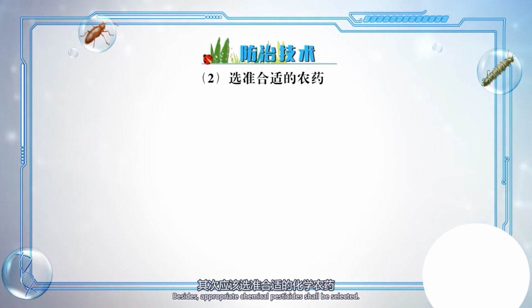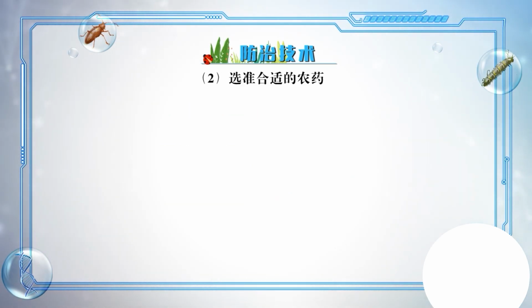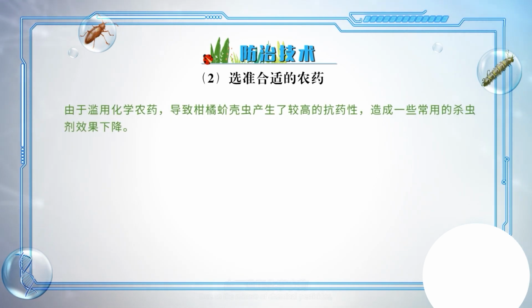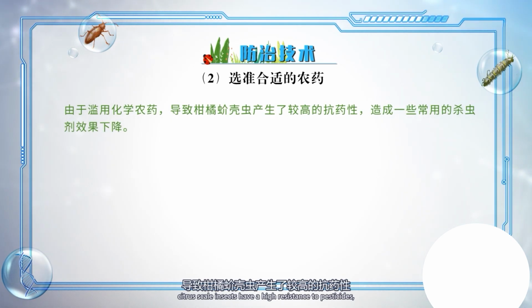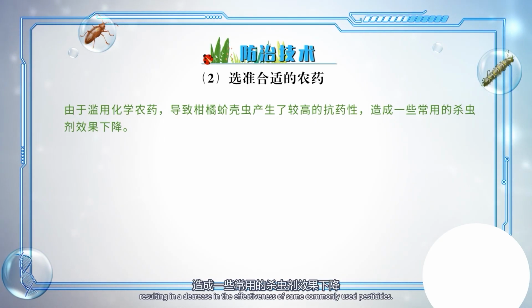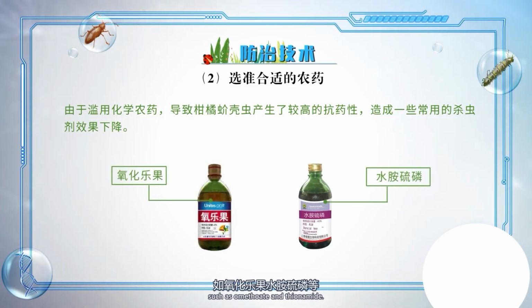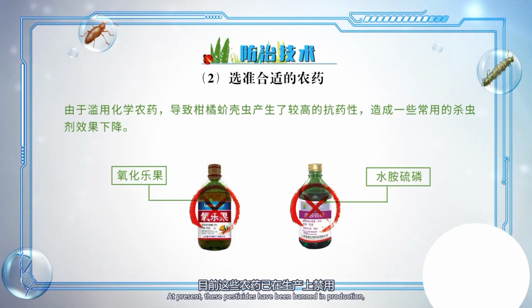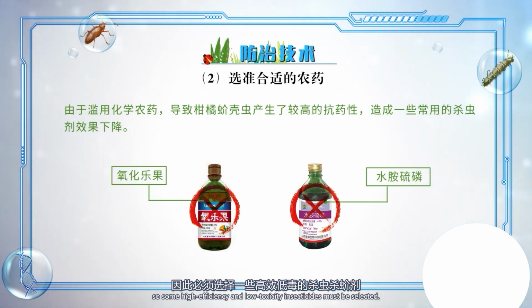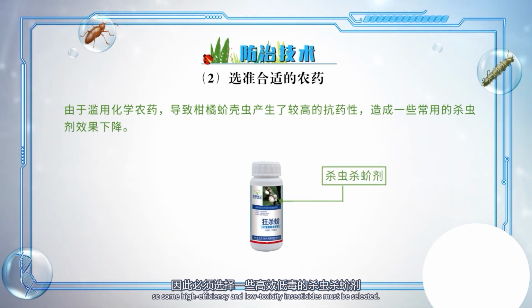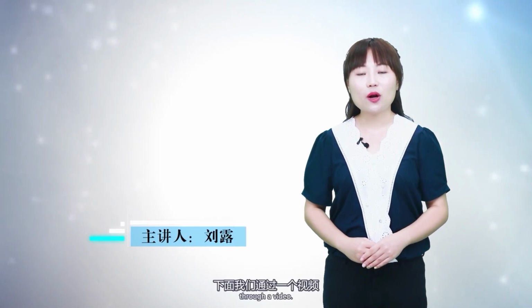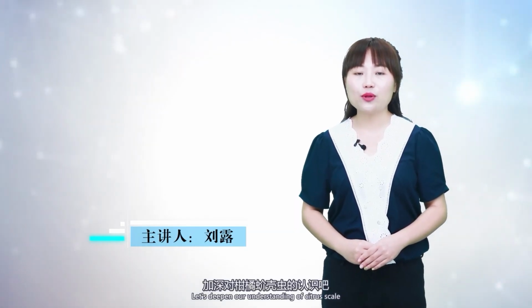Besides, appropriate chemical pesticides shall be selected. Due to the misuse of chemical pesticides, citrus scale insects have a high resistance to pesticides, resulting in a decrease in the effectiveness of some commonly used pesticides. In the past, high toxic pesticides were commonly used to control vector pests, such as O-methoate and thionamide. At present, these pesticides have been banned in production. So some high efficiency and low toxicity insecticides must be selected. Through a video, let's deepen our understanding of citrus scale.